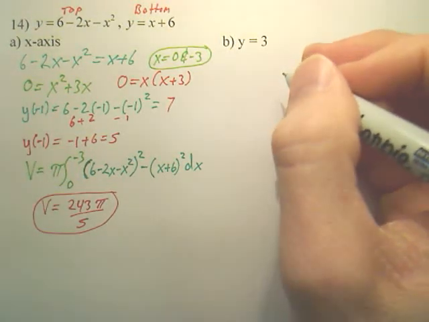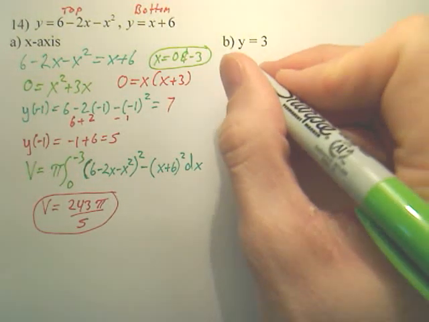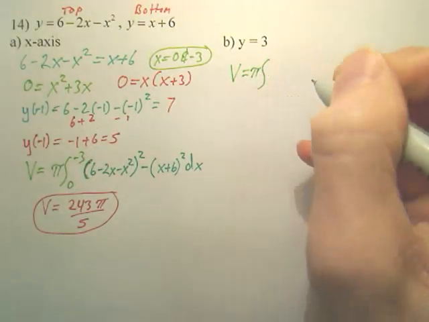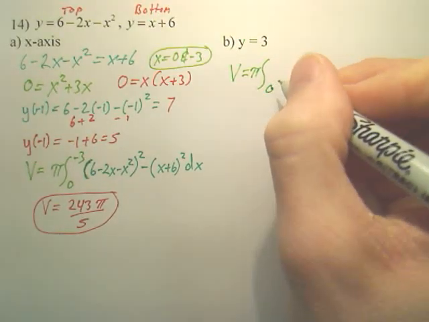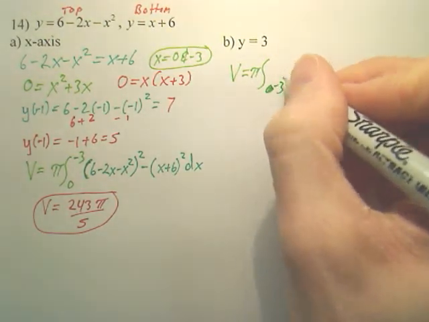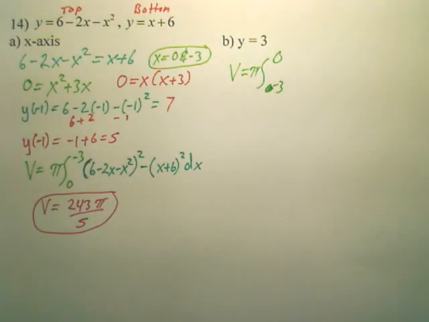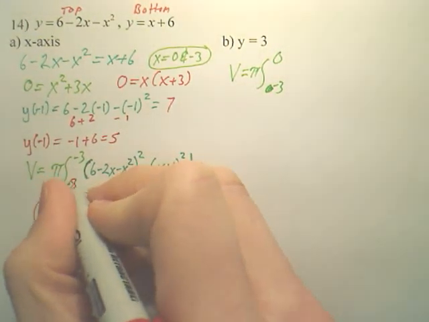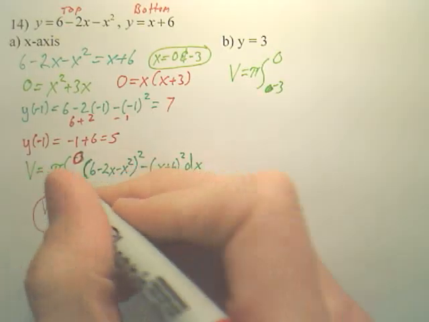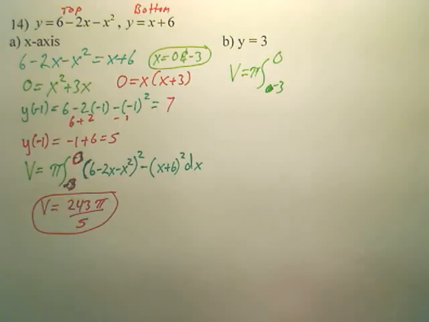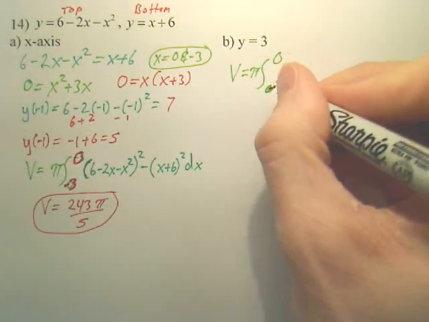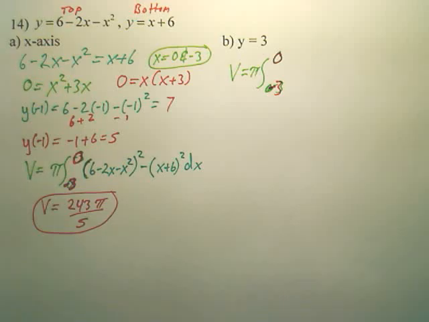So if it's above it, to find your volume, you still put the pi. You still put the... Oh, what did I mess up? This is negative 3 to 0. Shouldn't this be negative 3 to 0? Got it? It's easy to mess up because it's negative. It's from negative 3 to 0.